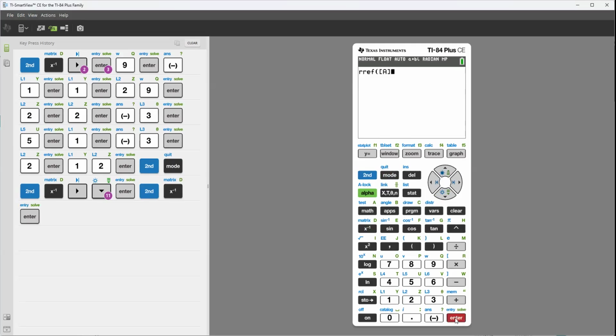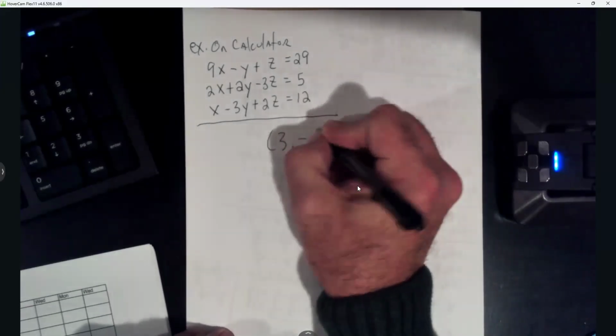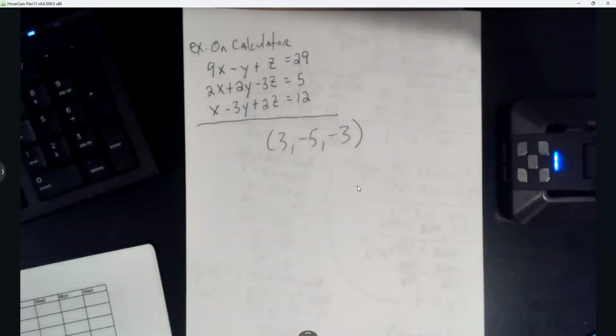All right, so let's see. 3, -5, and 3. 3, -5. Oh, you must have lost your negative on there. Did yours show a negative 3 on the last? Okay, yeah. So that last number was negative. So, oh, yeah, also we had 3, -5, -3.